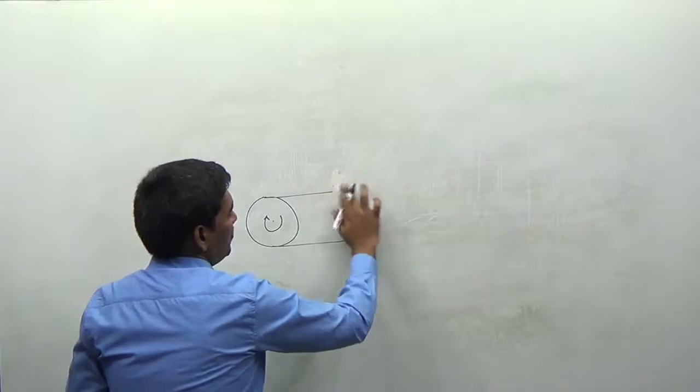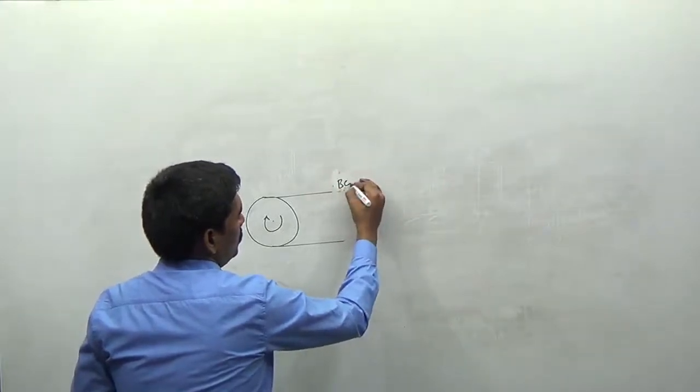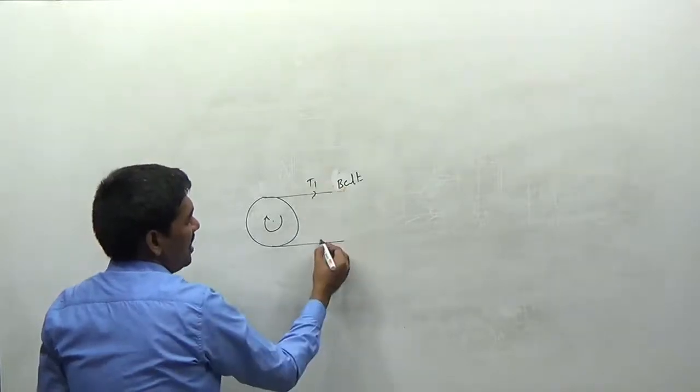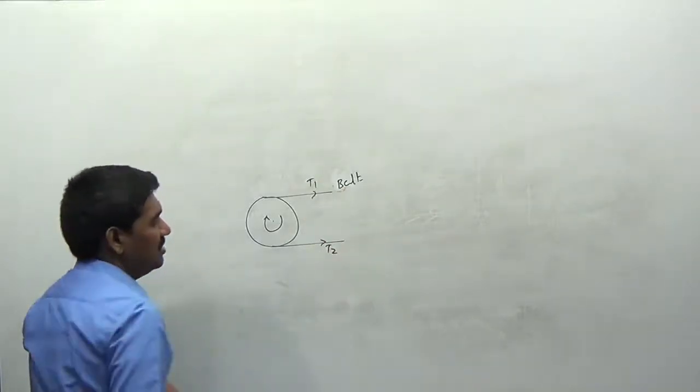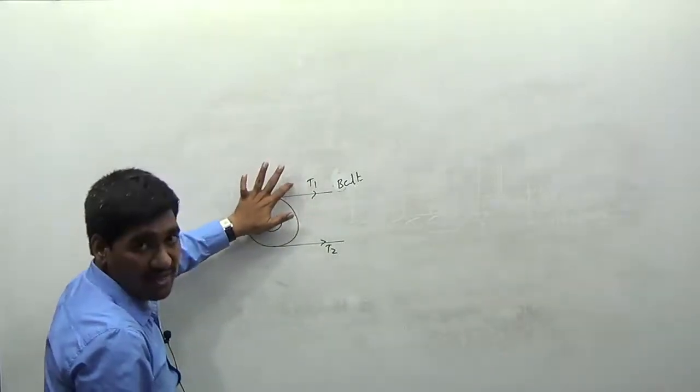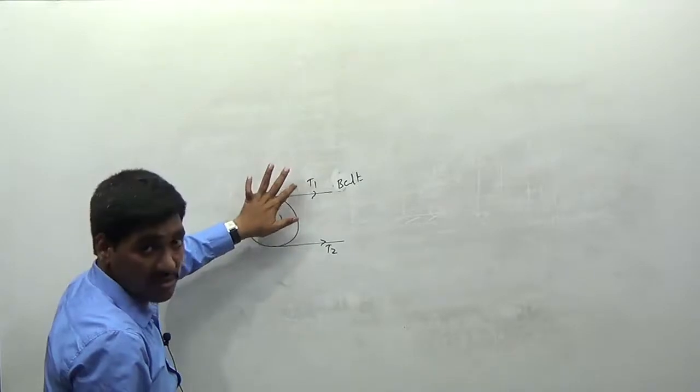Okay. So this belt will be subjected to two tensions here. For example, I am taking this one as tension T1 and this one as tension T2. If you observe carefully, this side will be subjected to more tension comparatively, compared to this one.